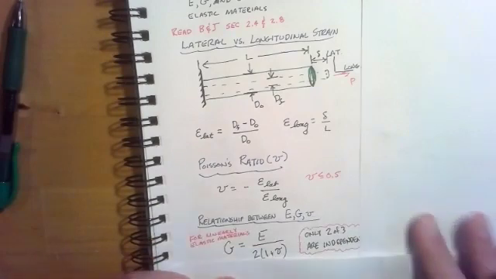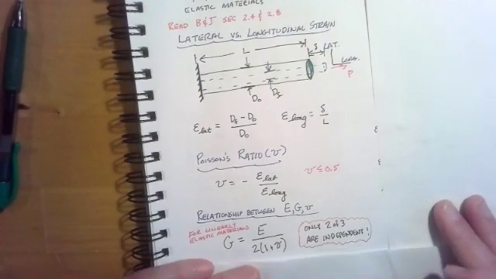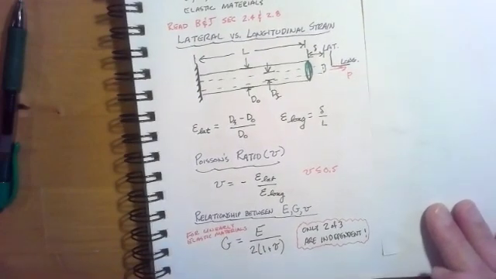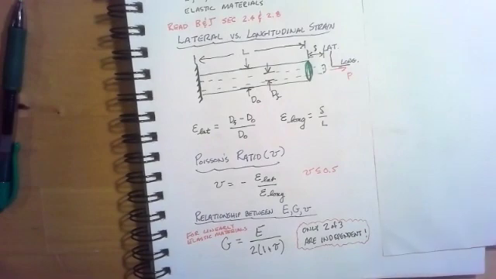And there's a relationship between the parameters E, G, and nu. For linear elastic materials, only for linearly elastic materials, G is equal to E over 2 times (1 plus nu). So only 2 out of the 3 are independent because this relationship would always give you the third. So if you know G and E, you've implied a nu. If you know E and nu, you've implied a G. If you know G and nu, you've implied E.